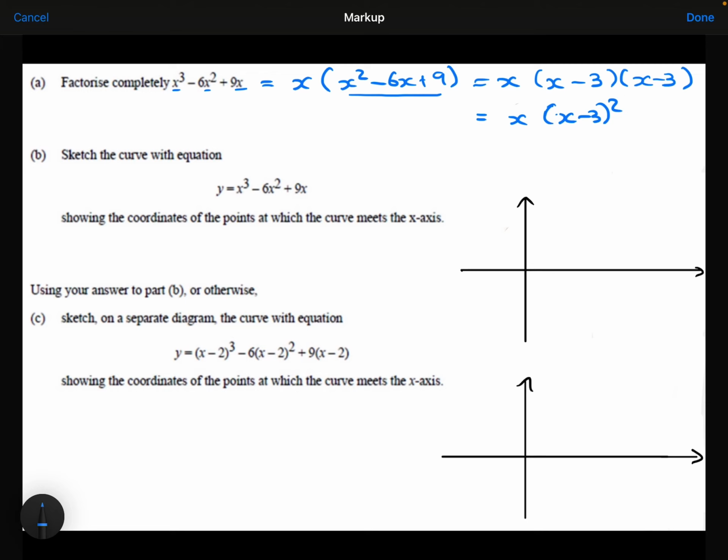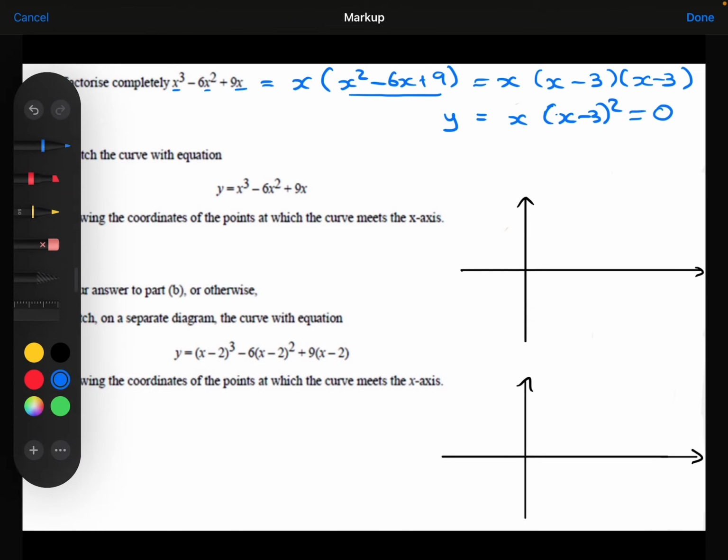Part B, we want to sketch this curve, showing all the coordinates at which the curve meets the x-axis. So first of all, let's mark on the roots. I know I'm going to find the roots when this function equals 0, when the y-coordinate is equal to 0. So if x is 0, then the y-coordinate is going to be 0. Or if x minus 3 is equal to 0, so where x is 3. And note that that is a repeated root because of the squared there.